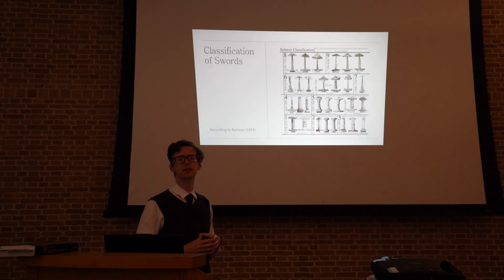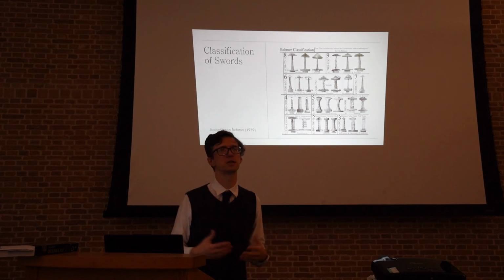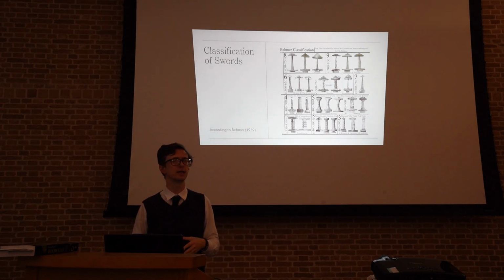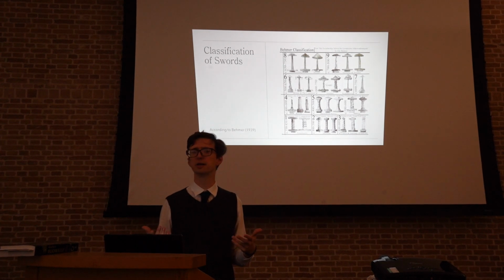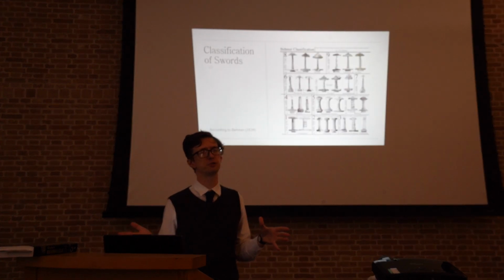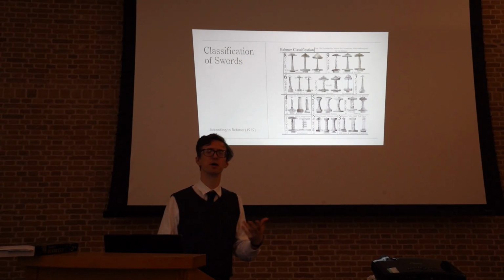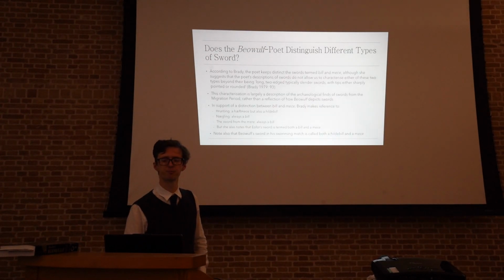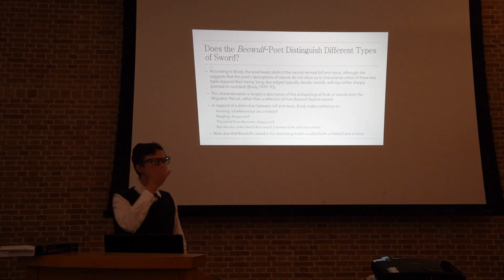However, this is clearly not any kind of way that the Beowulf poet or other speakers of Old English would be classifying swords. And I'm probably not going to come up with any great classificatory system for you, but I think there are some interesting clues that we might uncover. So does the Beowulf poet distinguish different types of swords?